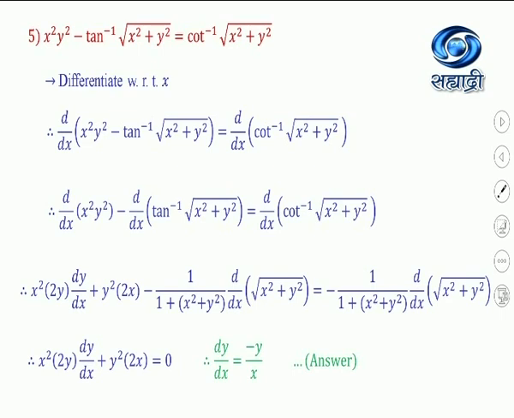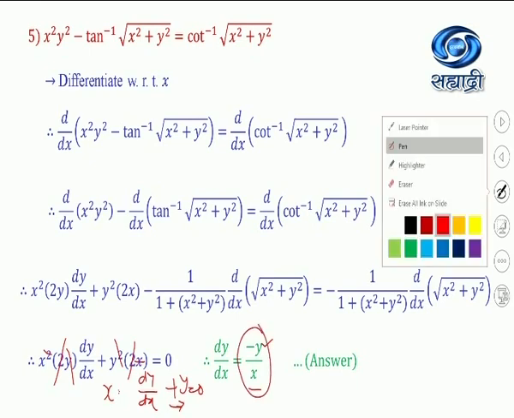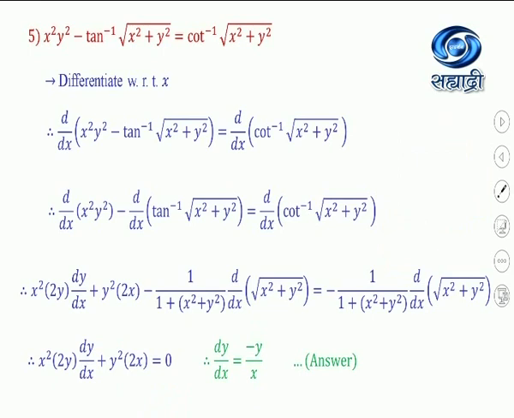And now our next step is, see here. 2 gets cancelled from both sides, y cancels from both sides, x cancels from both sides. So what we get? We get x into dy by dx plus y is equal to 0. Now take this y on the right hand side, it becomes minus, and take this x on the right hand side, it becomes denominator. So what is our answer? Minus y upon x. dy by dx equal to minus y by x.